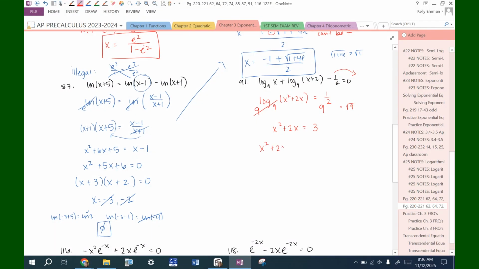This is quadratic, so get it equal to 0. And factor. We love when things factor, right? So I'm getting negative 3 and positive 1. Now, negative 3, when you plug back into log base 9 of negative 3, that's no good. You can't log a negative. Same with negative 3 plus 2, that's still negative. 1 is okay, though. We can take the log of 1, we can take the log of 1 plus 2. So 1 is the only solution.